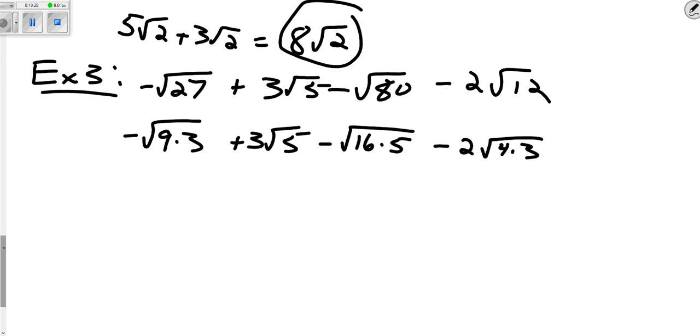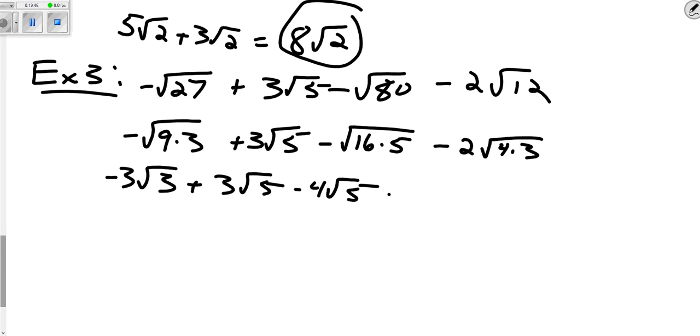Now, okay, let's take some square roots. Square root of 9 is 3. 3 root 5, nothing to be done with. Square root of 16 is 4, so 4 root 5. Oh, hold on. Bring it back. Slow down. Square root of 4 is 2, so 4.